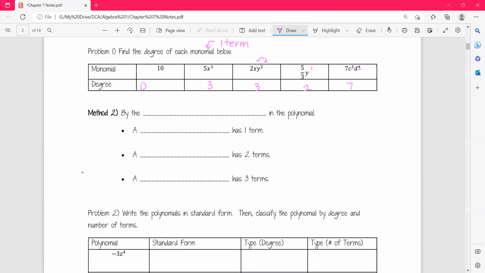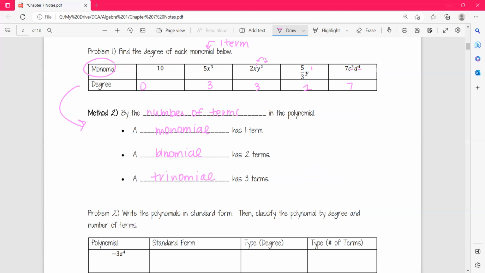Okay, then this term monomial is our next method of how we can classify polynomials, by the number of terms in the polynomial. So if it has one term, monomial. If it has two terms, binomial, right? Like bicycle has 2 wheels. 3 terms, tricycle, right? Trinomial.